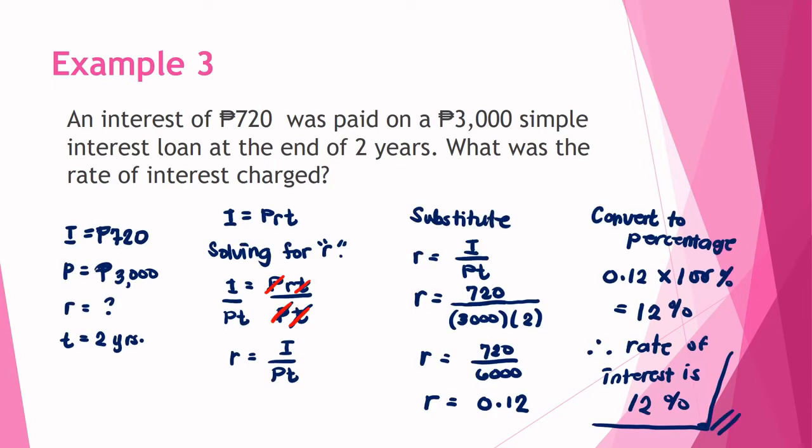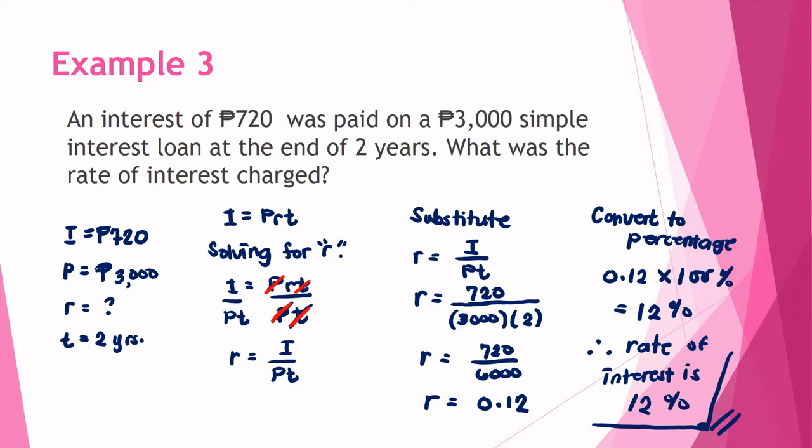So i-determine sa nato I, that is 720 pesos. P is 3,000. So your R, your rate is missing. So atong isolve. And then T is equals to years. So atong gamito na ni is I equals PRT. So we're going to solve for the R. So atong buhaton na ni class is ato siyang i-divide, no? Atong i-divide si P and T both sides para makancel siya, si R na lang dayoy mahabilin. So to solve for your rate, that would be R equals I over PT. Okay? Again, that is R equals interest over the principal times the time.